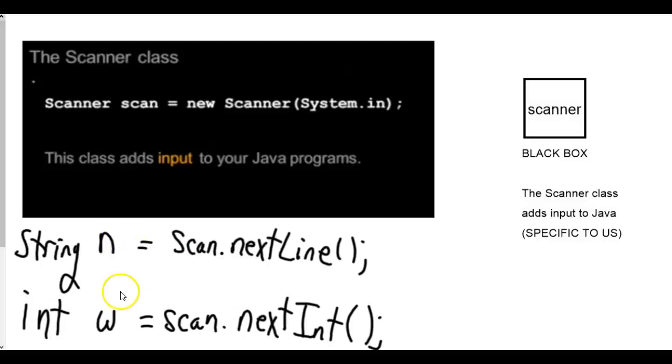So these two things look very similar. You have a type and a variable name. You have a type and a variable name, but they're very different because of the type. Int as a type is called a primitive. String as a type is an object. Two different classifications. The scanner, you don't need to know how that works.